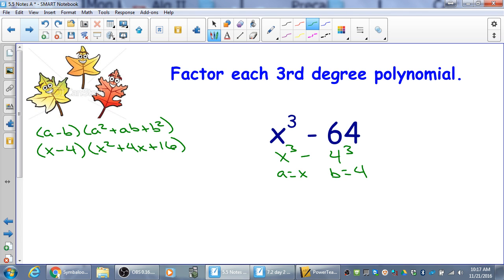You have the a and the b. You just follow the pattern. Once you know the pattern, this is all the same stuff, just over and over and over again.